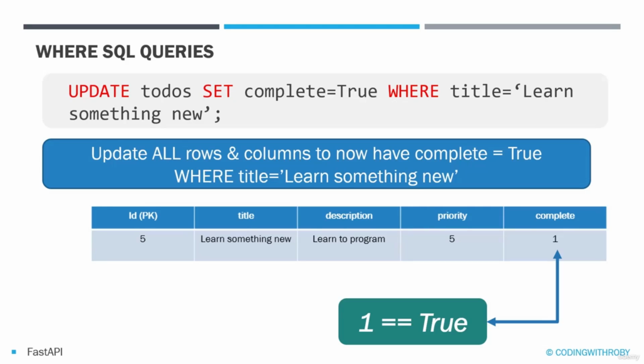However, the issue with this approach is that there could be more than one title that says learn something new, and that means nothing is unique. So if you want to use this approach, always remember that, the title is not a unique name. Therefore, we could be changing multiple records to true.